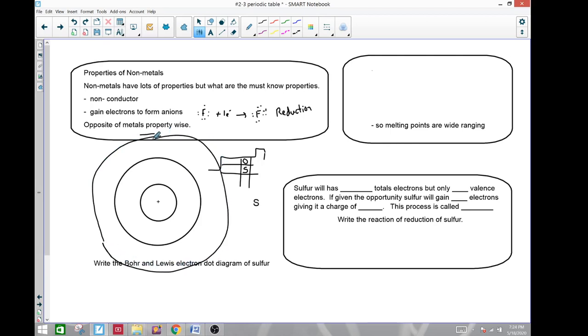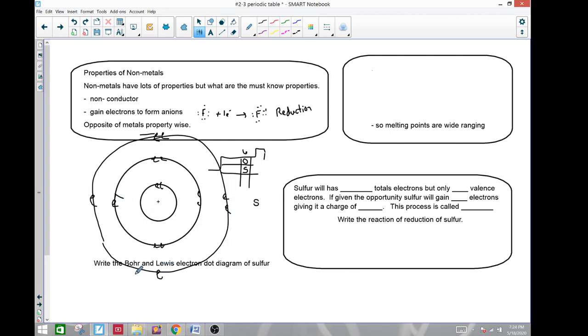Okay, and then it's got 2 electrons in the first energy level. It's got 8 in the second, and it's got 6 in the third. That's how many valence electrons it has. So 1, 2, 3, 4, 5, and 6.